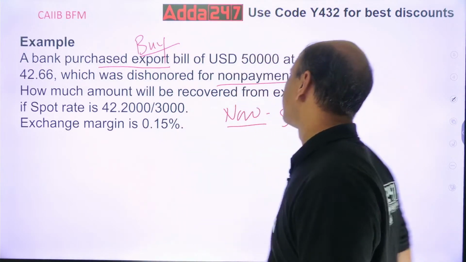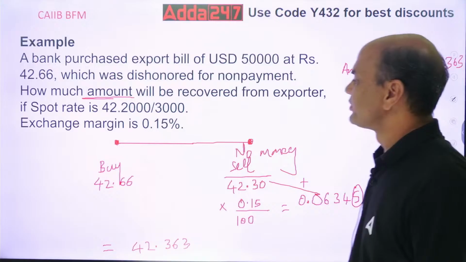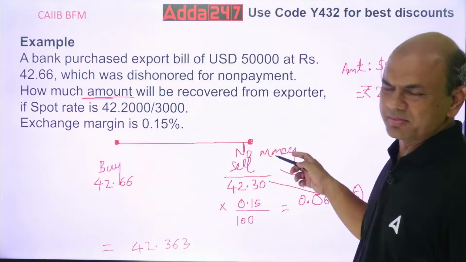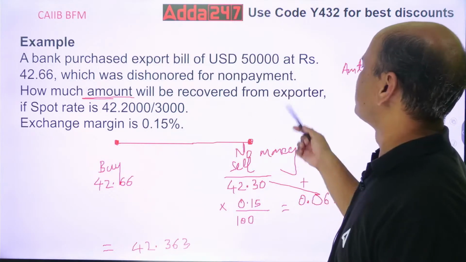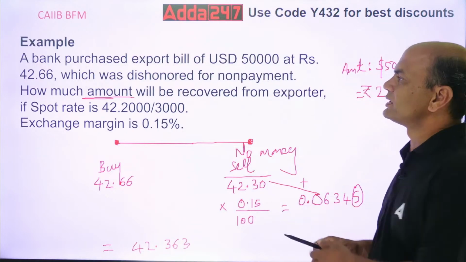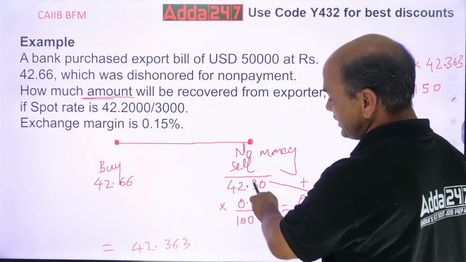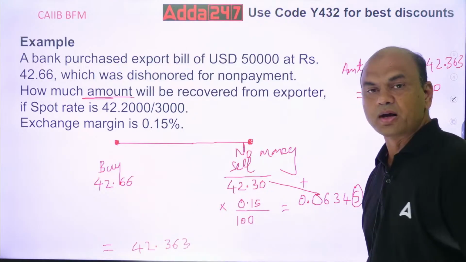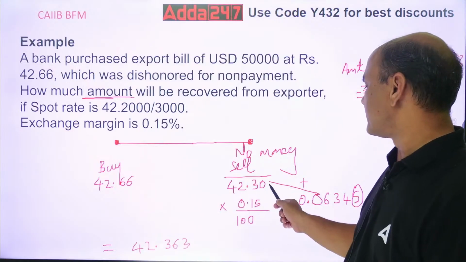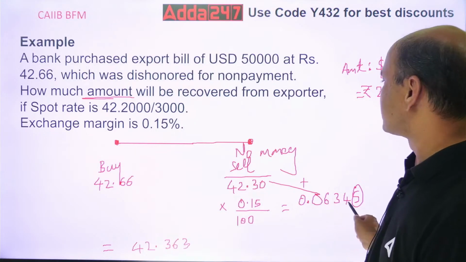So this rate you will be taking plus what is it given? Say this. This buy was done at 42.66. Now today you have to do with no money. No money means it is dishonored for any reason, for non-payment. So now you have to do the sale transaction. So 42.30. Say this, 30. But TT margin is there. So 42.30 into 0.15 upon 100. So what are you getting? If you do this, 42.30 into 0.15 upon 100. I think so this is the answer. 0.0634. Are you getting it?